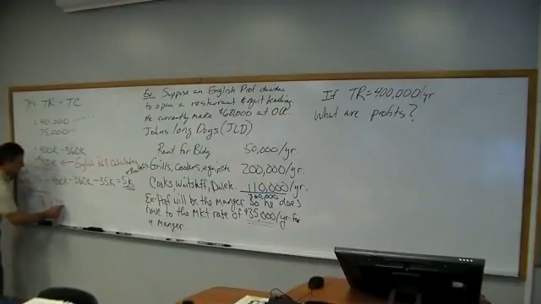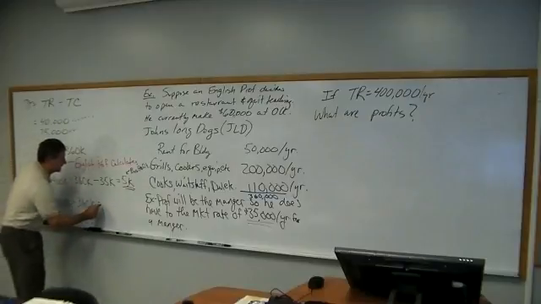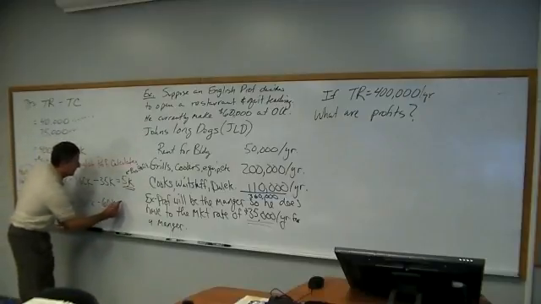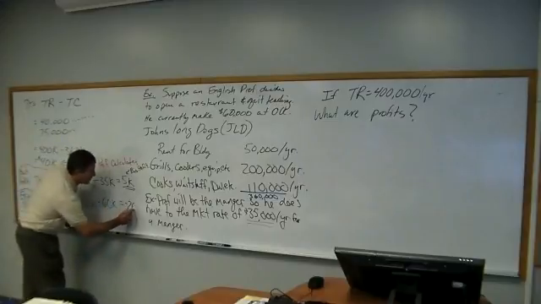And that is 400K minus the 360 minus the 60 gives us minus 20,000.